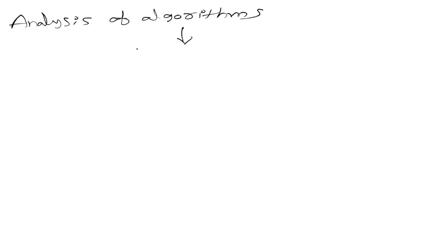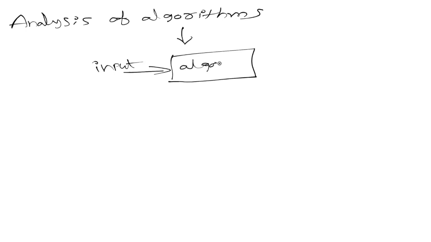Formally, an algorithm is a well-defined computational procedure. But let's speak about it informally. An algorithm is a computational procedure which takes input, does some computation on the input, and returns output. So informally, this is what an algorithm means. Now we will see analysis.